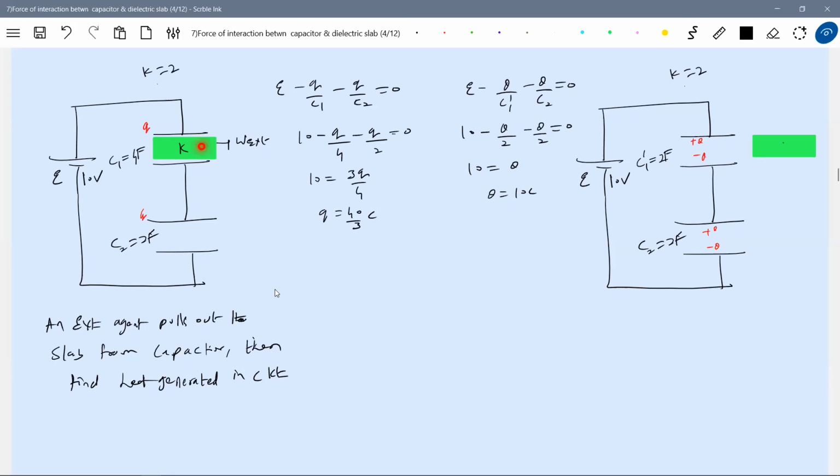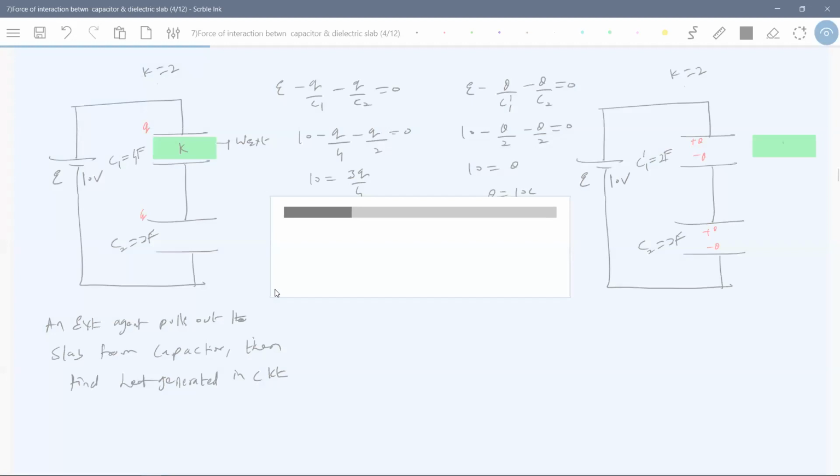The external agent will spend energy first of all. As it starts pulling out, the plates of the capacitor will exert a force towards the left, so he has to overcome that force. So his mechanical energy got decreased. So that energy, where will it go? He will supply energy to the system, or he will draw energy from the system.